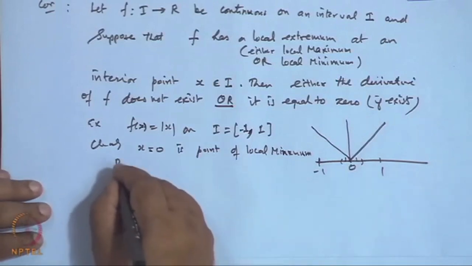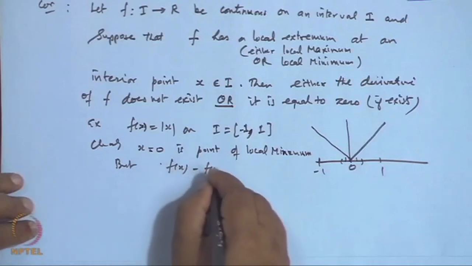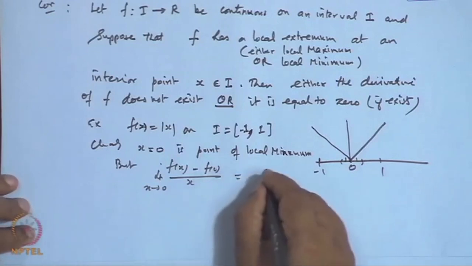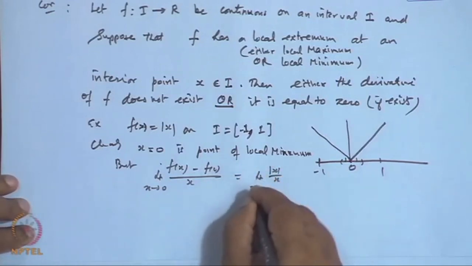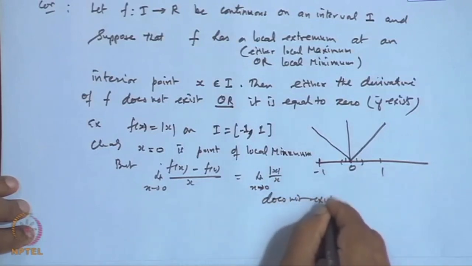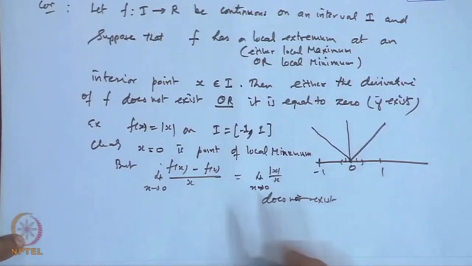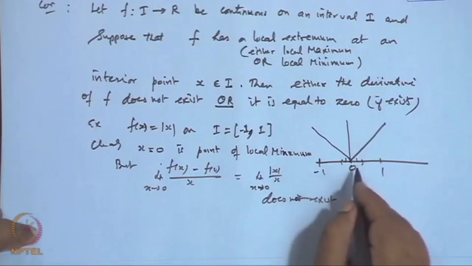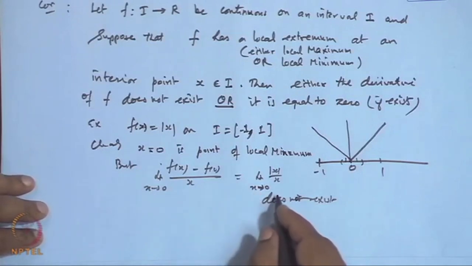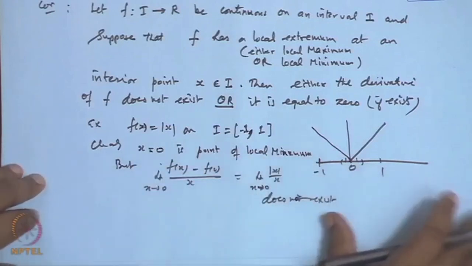But consider f of x minus f of 0 divided by x, as x tends to 0. That is nothing but mod x by x as x tends to 0, which does not exist, as we have already discussed, because when x is positive the value comes out to be 1, and when x is negative the value comes out to be -1. So, the limit does not exist. The derivative is not defined, but the point corresponds to a minimum point of the function. So, this is one example.